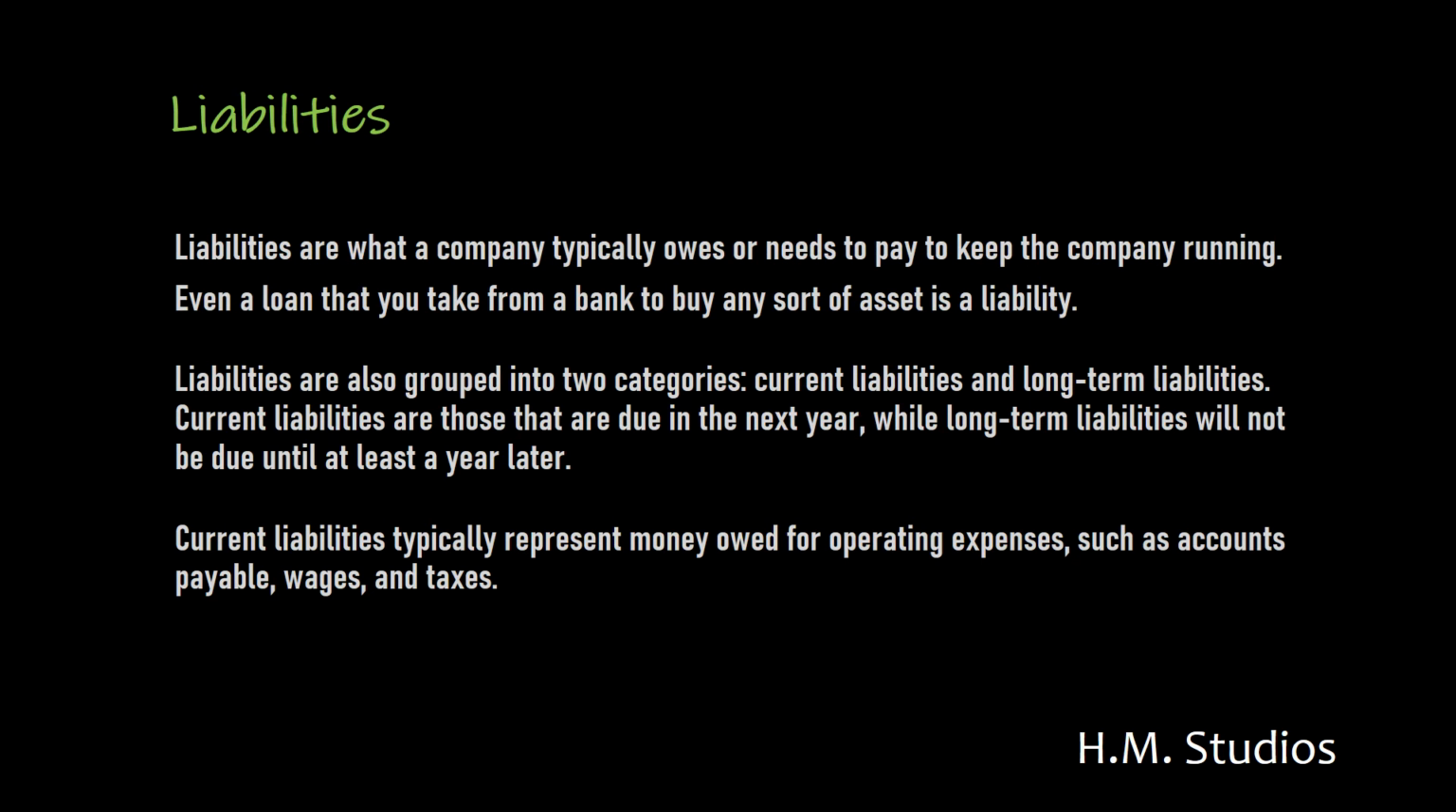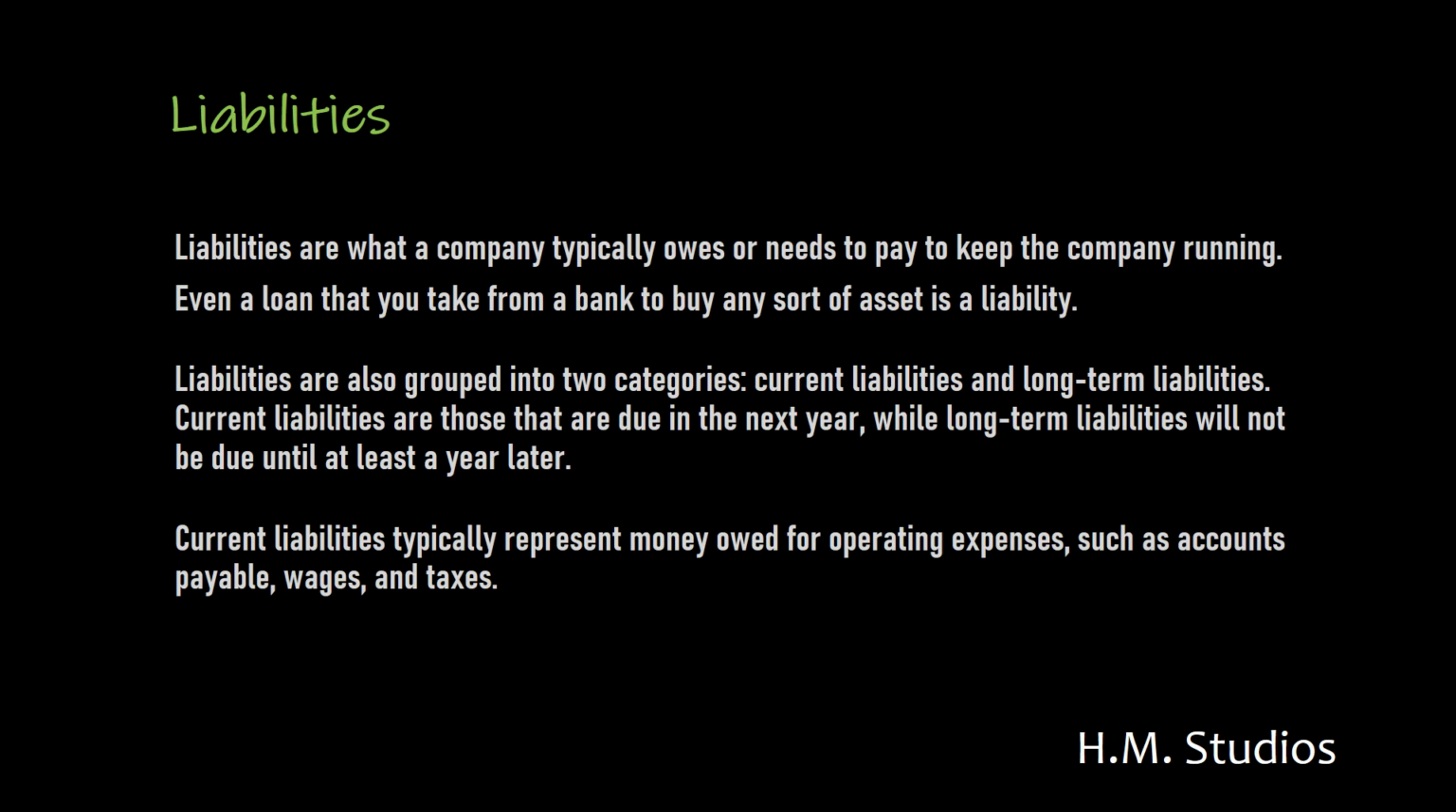Liabilities. Liabilities are what a company typically owes or needs to pay to keep the company running. Liabilities are also grouped into two categories: current liabilities and long-term liabilities. Current liabilities are those that are due in the next year, while the long-term liabilities will not be due until at least a year later.